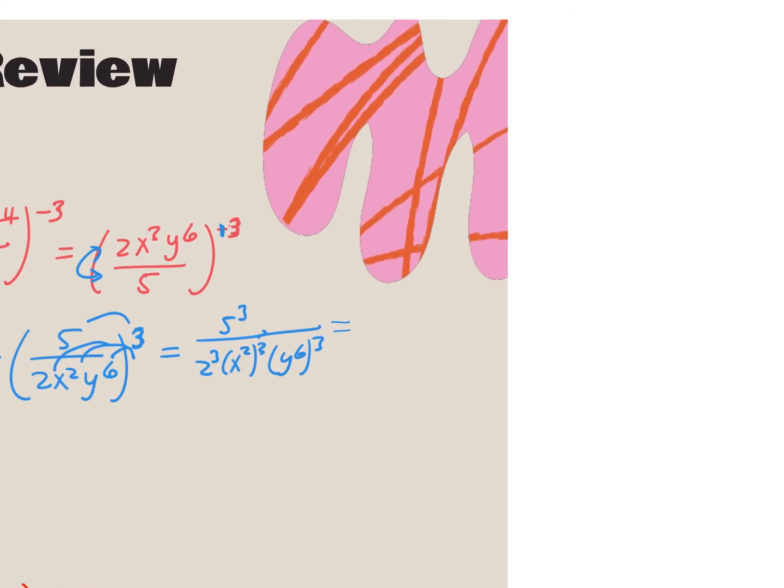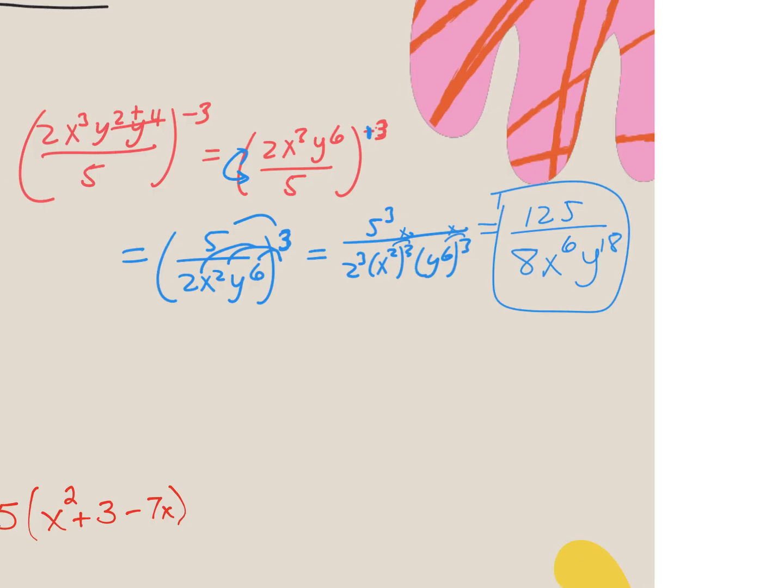All right, 5 to the third power is 5 times 5 times 5, so 125. 2 to the third is 2 times 2 times 2, so 8. Power to a power you multiply, this is going to get you x to the sixth. Another power to a power you multiply. So it's going to get you y to the 18th. And that's your final answer here. All right, so not too bad.